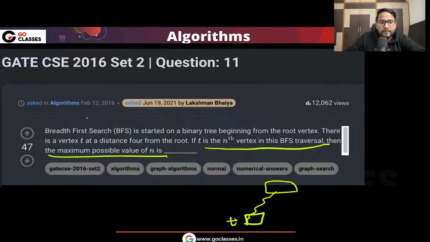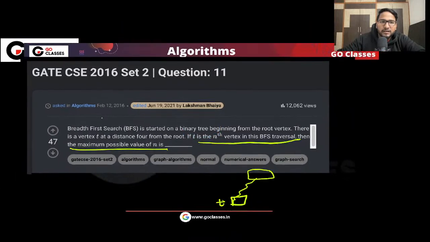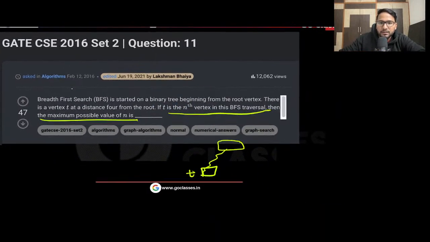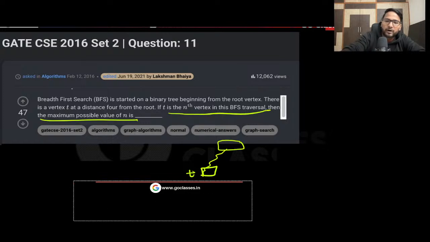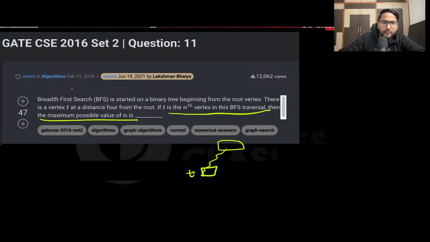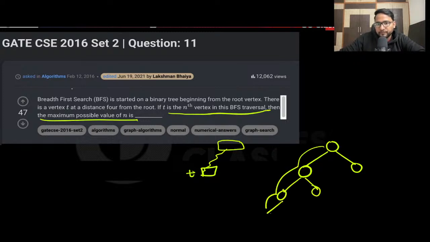So see here, this question can be done very easily, right? They are saying it is a binary tree and it is at distance 4. So which means there will be a source, and then since it is a binary tree, it could be 2 and 2. So basically this is at distance 1, 2, 3 and then 4, right? So at this level it is, right? Now in the worst case, it can be at this level. I mean, it can be the rightmost basically, right?